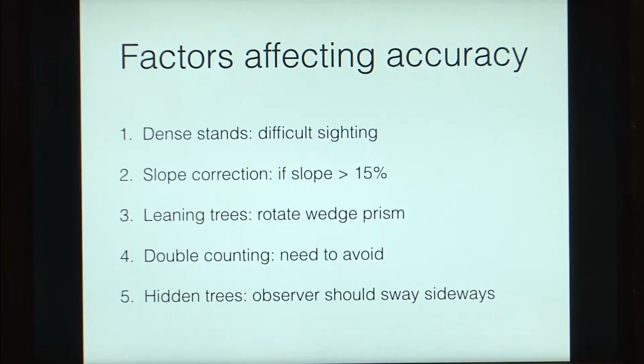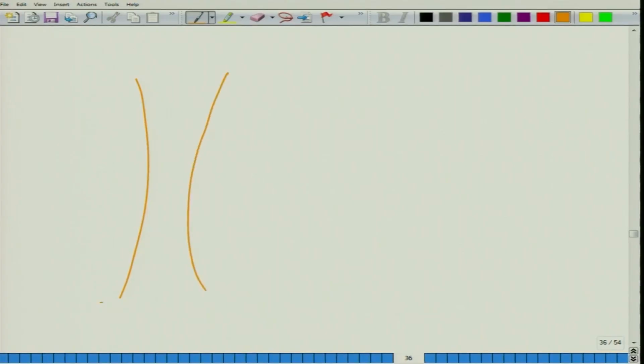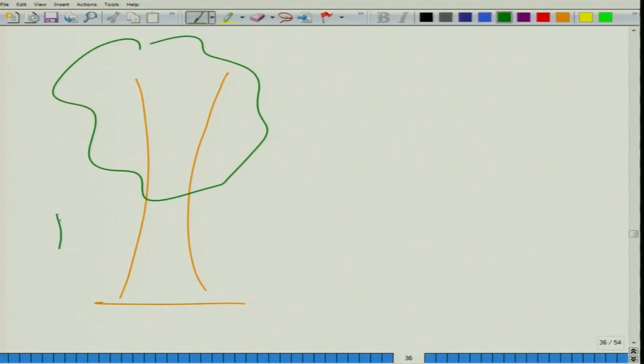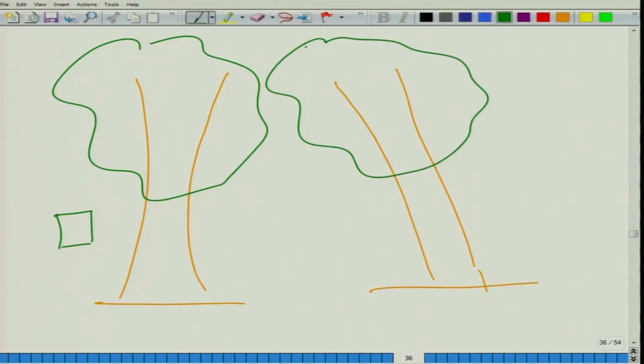Then you have the case of leaning trees. In place of having a tree like this, where you kept your prism like this, if you have a leaning tree something like this, then you need to rotate your wedge prism such that the axis of the prism and the axis of the tree correspond to each other.